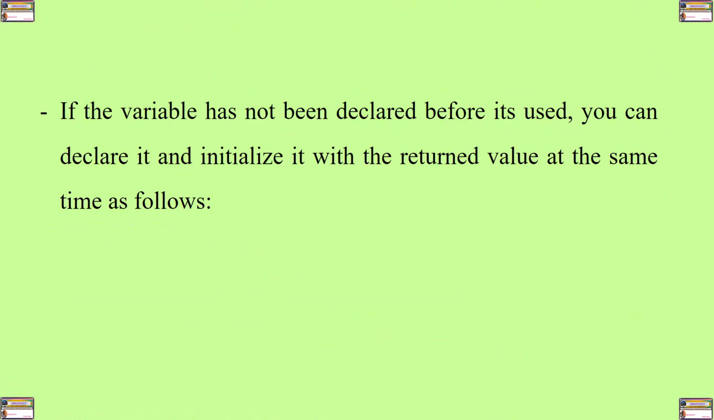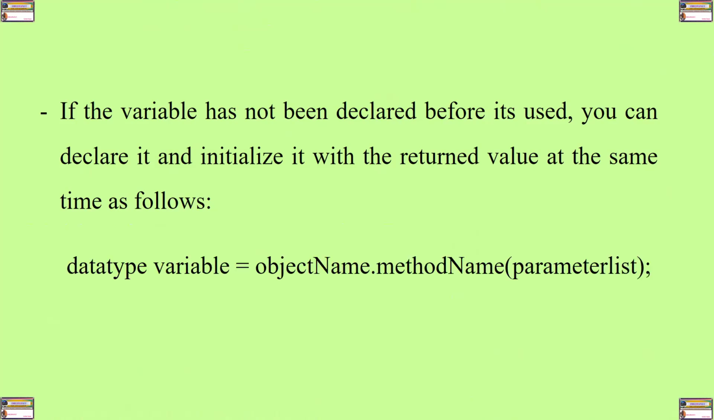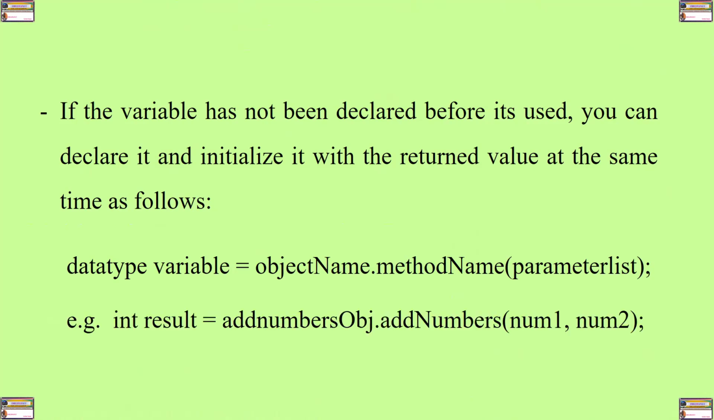If the variable has not been declared before it is used, you can declare it and initialize it with the returned value at the same time as follows. So you can declare a variable that is supposed to hold the value being returned by a method. So what you just do is to precede the name of the variable with the data type.